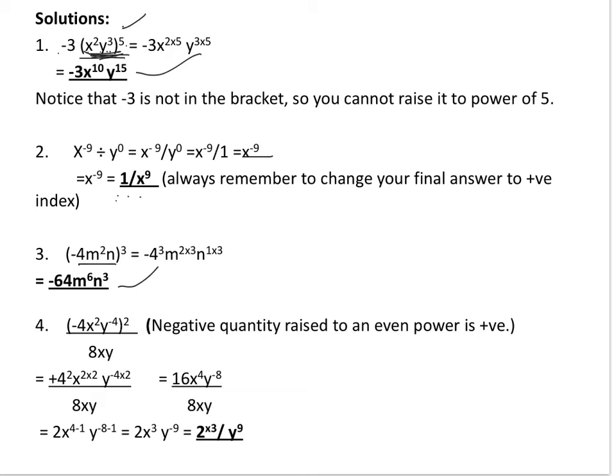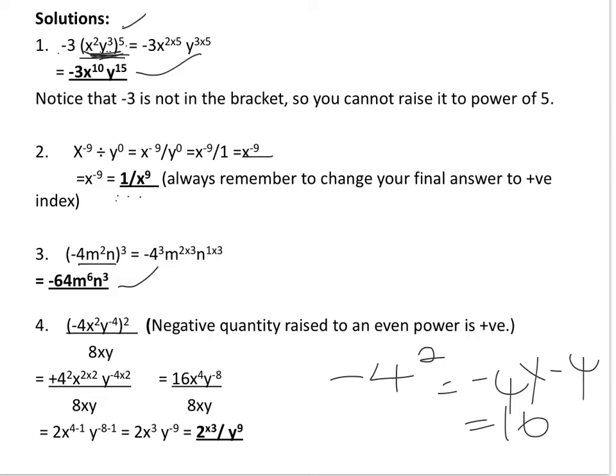Question number 4, solution. Minus 4x squared y raised to power minus 4, all in brackets, raised to power 2, all over 8xy. A negative quantity raised to an even power is positive. So when you raise a negative quantity to an even power, it is positive. Simply put, minus 4 raised to power 2 is equal to minus 4 times minus 4, which is equal to 16.